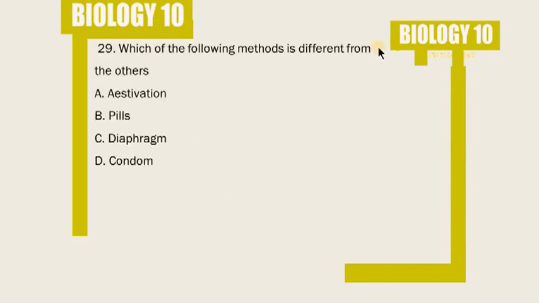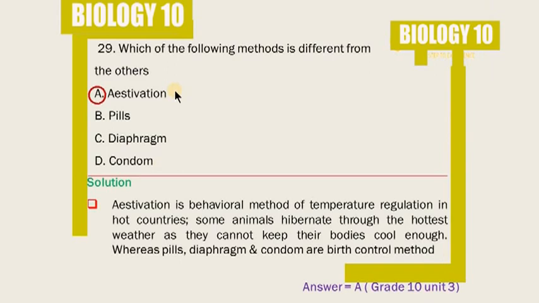In the Grade 10 Biology Tutorial, Unit 3, Question 29. Which of the following methods is different from the others? A. Aestivation. B. Pills. C. Diaphragm. Or D. Condom. The answer is A. Aestivation.